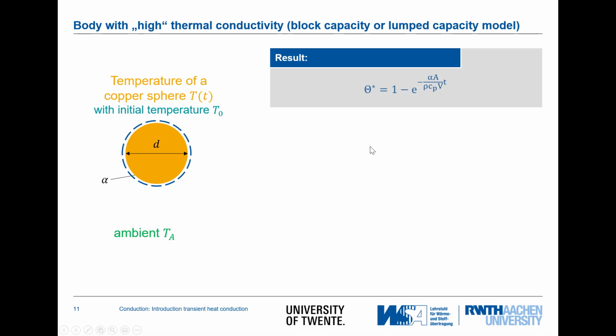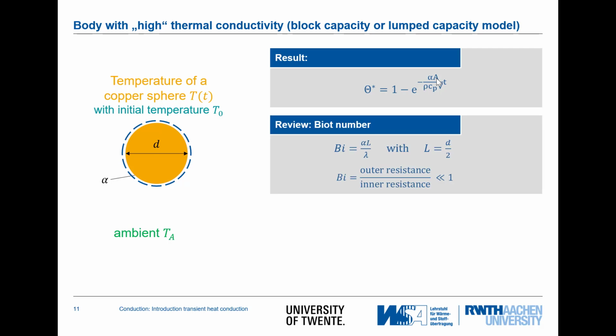We can rewrite this equation, the logarithm, by using the exponential or logarithm laws, so that theta star, the dimensionless temperature, is equal to 1 minus the exponent of minus alpha times A divided by rho Cp times the volume times t. So it will be an exponential decay of the temperature starting with the initial temperature.